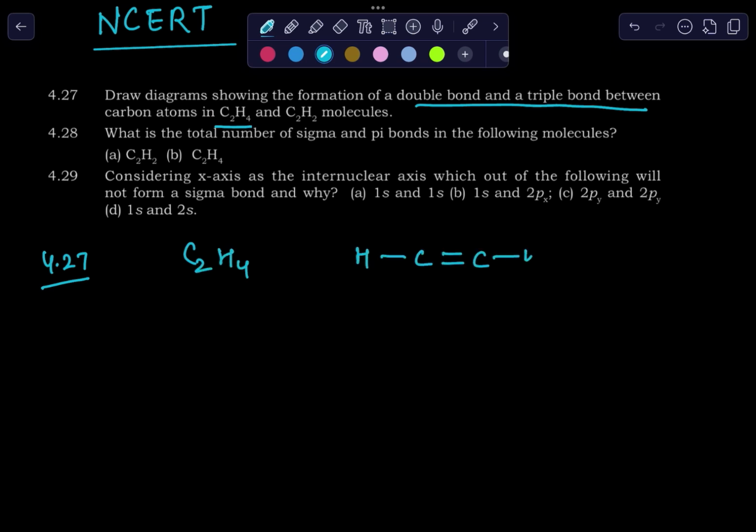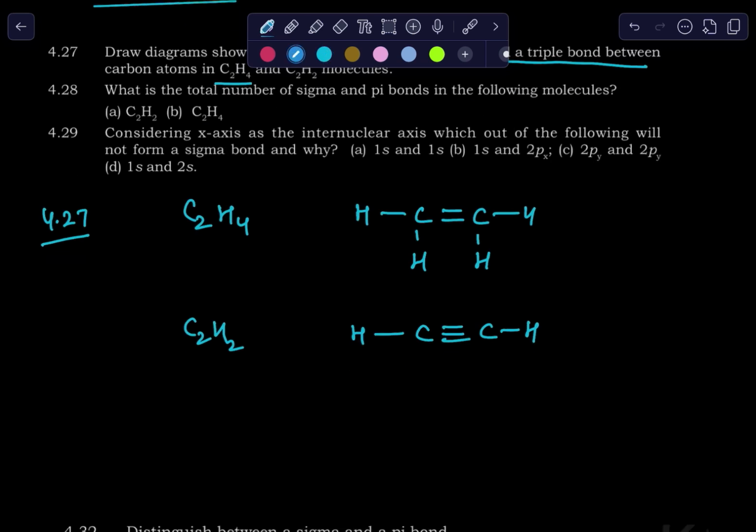So let's see some questions from NCERT. For C2H4 and C2H2, we have to find out the number of sigma and pi bonds. Also we have to draw the diagram, but I am not drawing the diagram because we haven't discussed hybridization. So you can see the number of sigma and pi bonds here. I have written 5 sigma 1 pi, and 3 sigma and 2 pi, because it's a triple bond.